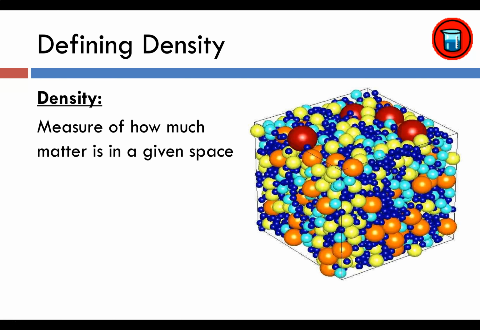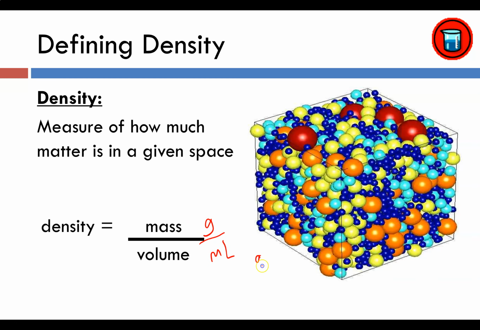So something like this is showing really high density. We've got tons and tons of atoms packed into this space. The formula for density is mass divided by volume. Most of the time in chemistry, we'll end up using grams per milliliter. We could also see grams per centimeter cubed used frequently. Don't get thrown off by that. 1 milliliter is equal to 1 cubic centimeter. Those are one and the same.